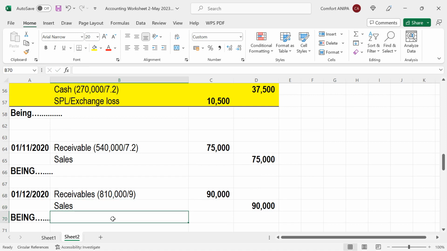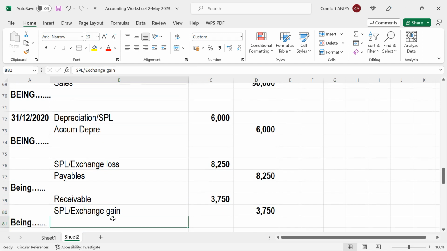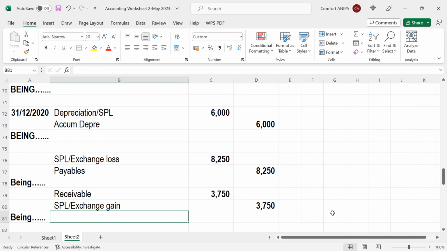Now we are at the end of the year, so we'll have year end transactions to deal with. We'll calculate depreciation and we'll do translation of the payables. Let's look at the year end transactions. First, we deal with depreciation.